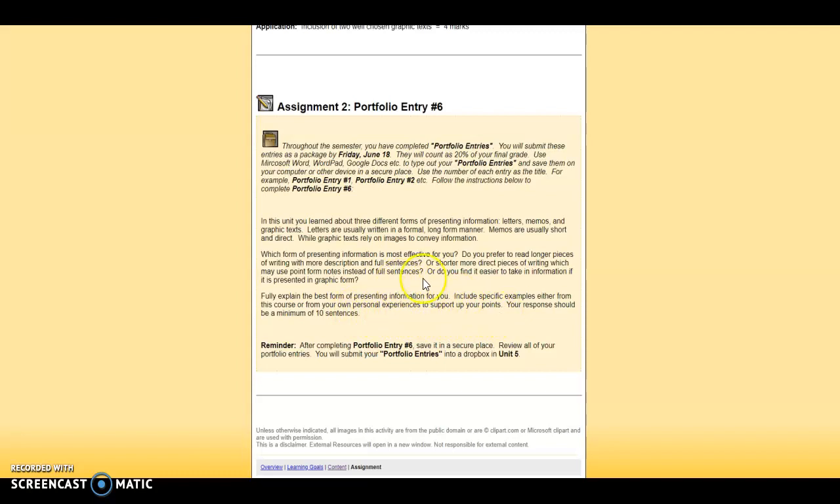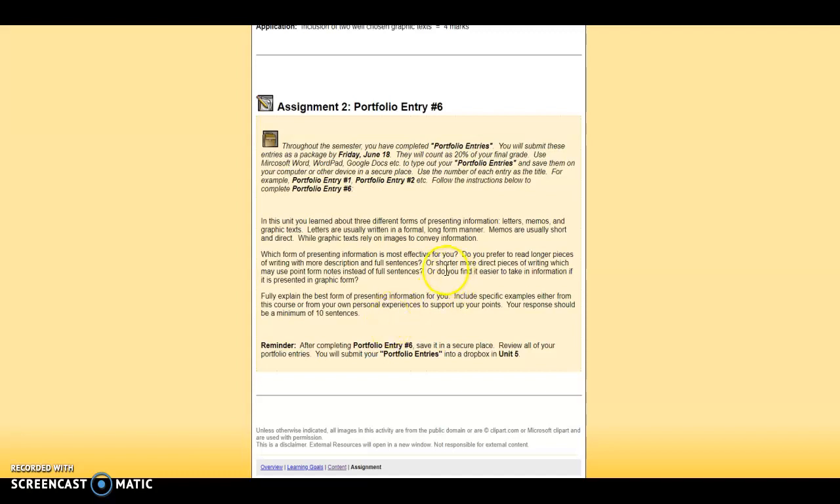So if you're going to tell me that you like long pieces of writing with lots of description and detail, give me specific examples from your own life. Do you tend to read a lot of novels? When someone sends you information in email form, do you like them to really explain themselves, right? So whatever examples you can come up with from your personal life, include them. If you've come across examples in this course where you preferred one type of presentation of information to another, you can use that as examples as well too.